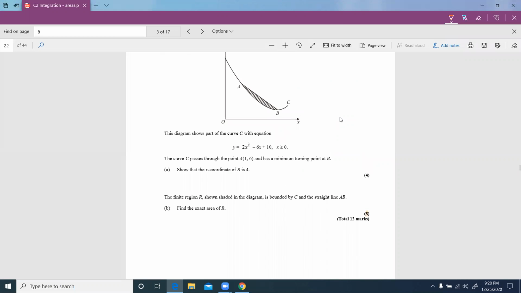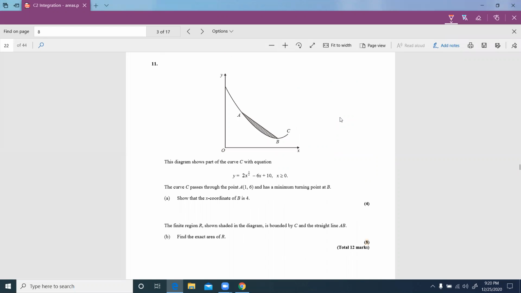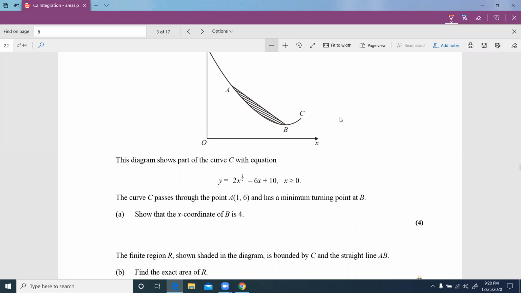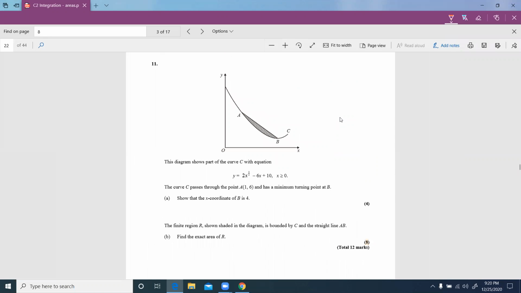Then they have given: the diagram shows a part of the curve with equation y equals 2x to the power 3 over 2, minus 6x plus 10. The curve passes through the point (1, 6), so this is kind of important for us. This is 1 and this height is 6, and the minimum turning point at B. Here, show that the x coordinate of B is equal to 4.